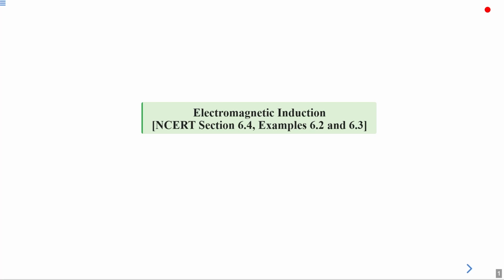So, today's topic is electromagnetic induction, NCERT section 6.4, example 6.2 and 6.3.